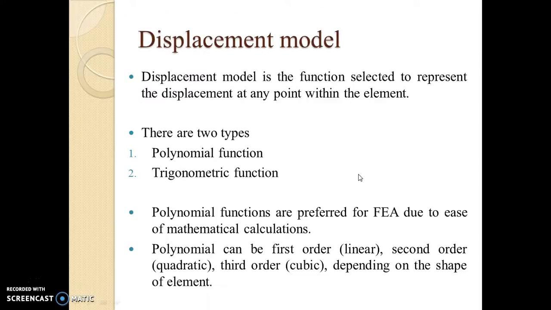The second one is the displacement model, where the displacement model is a function which is selected to represent the displacement at any point within the element. There are two types of model. The first one is the polynomial function, and the second one is the trigonometric function. Between the polynomial function and the trigonometric function, we mostly use the polynomial function because it is preferred for FEA due to its ease of mathematical calculation.